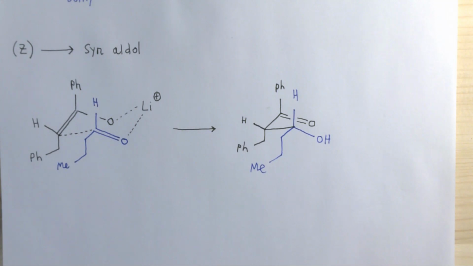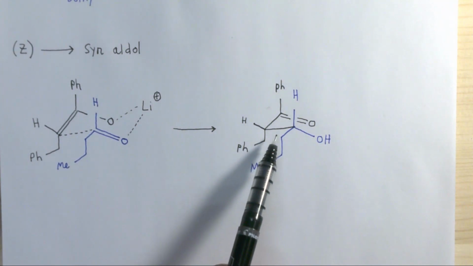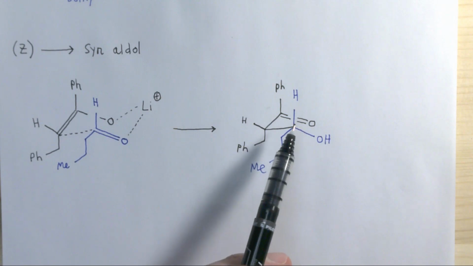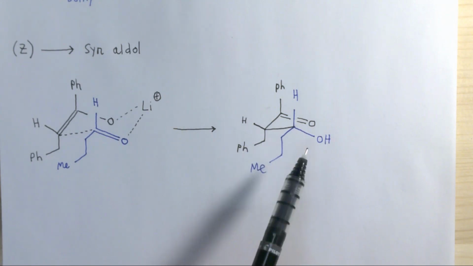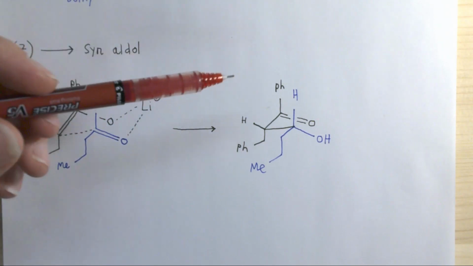We can either assign R and S configurations to the two stereocenters, one being right there and one being right there. Or you can also just kind of look at it from a different perspective on the page and unravel it in your head. I usually try to do both when I'm doing these, just as a way of double checking myself. I'll do the R and S configuration though, because that's just easier to do on paper.